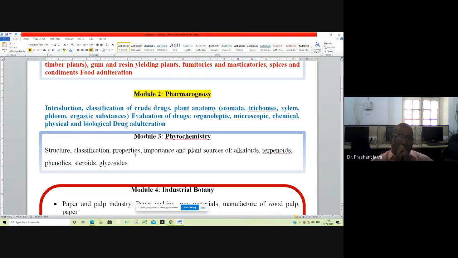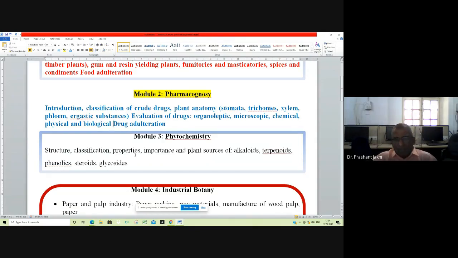So the structure of these different phytochemicals, classification of phytochemicals, properties of different phytochemicals, importance and plant sources of different phytochemicals including alkaloids, terpenoids, phenolics, steroids, and glucosidal nature of the compound or glucosides will be studied in this module. So phytochemistry is another module. So in this way we have studied that overall there are 4 units out of these 4 modules. First one related to economic botany, second one related to pharmacognosy, that is the use of plants for medicinal purpose, and third one that is related to phytochemistry.